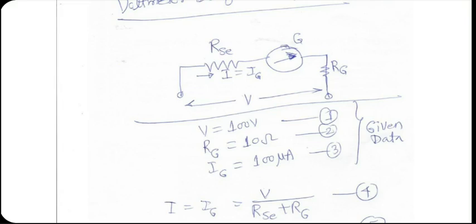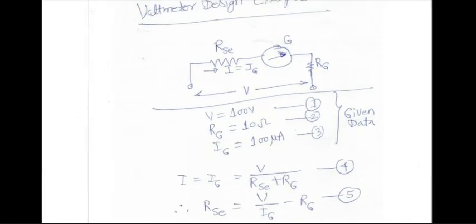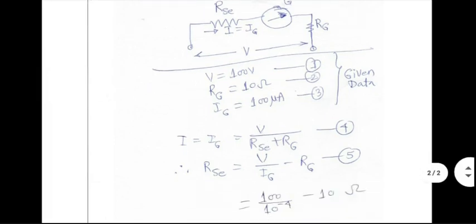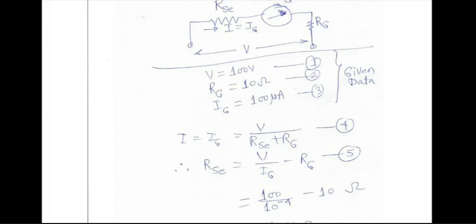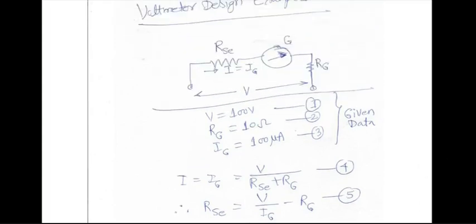That is the question. Simple Ohm's law would give you the answer. V divided by RSE plus RG should not exceed 100 microampere. Use that. RG is known to you, V is known as 100 volt, IG is known as 100 microampere. Figure out RSE required. It turns out to be 1 mega ohm in this case. It's a very large resistance you need in series.